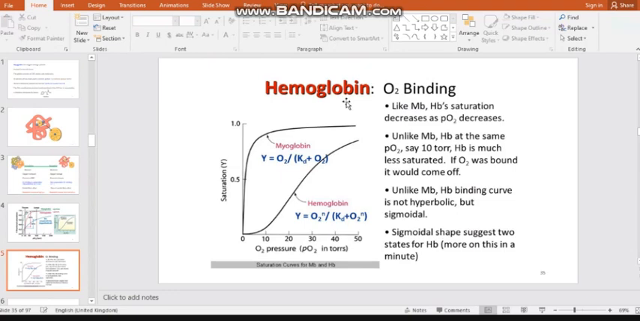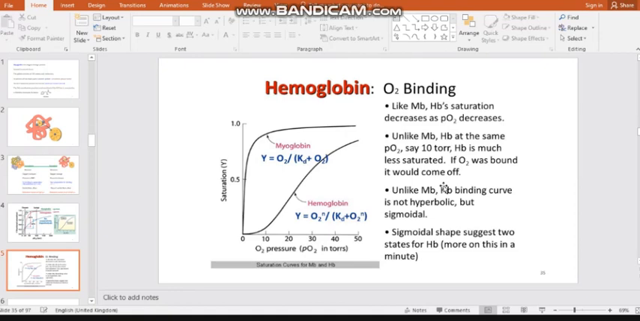So like myoglobin, hemoglobin saturation decreases as the partial pressure of O2 decreases. So that is the same case. If you are moving from this point to the left-hand side, there is a low partial pressure of oxygen side. The saturation of the heme unit in myoglobin, as well as hemoglobin, also decreases. If you are seeing the saturation curve, the curve is also going down. That is a general statement.